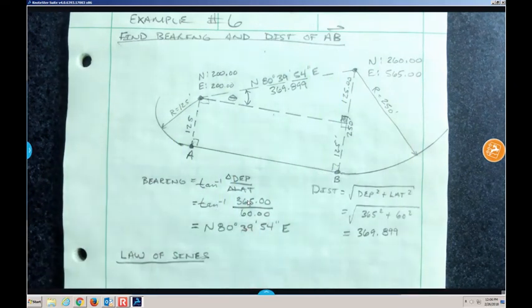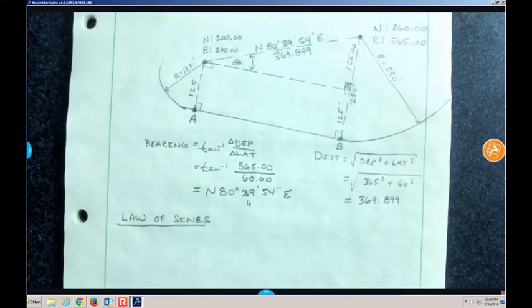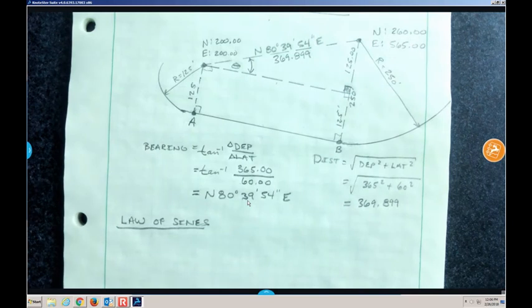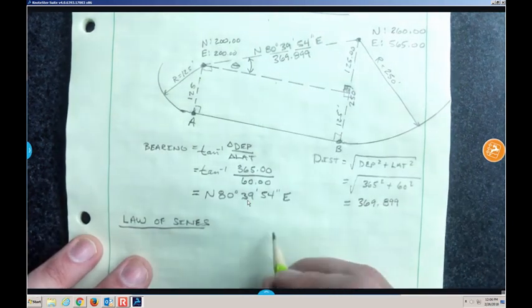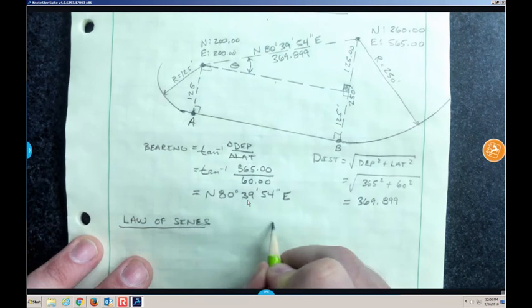Yes, we can find the distance right now. You want to know how we're going to do that? Pythagorean theorem. Oh, okay, that's easy. Good old Pythagoras.